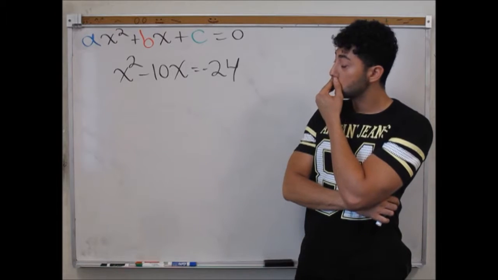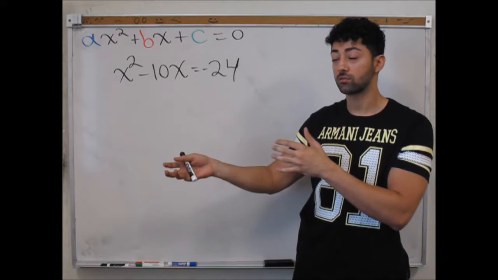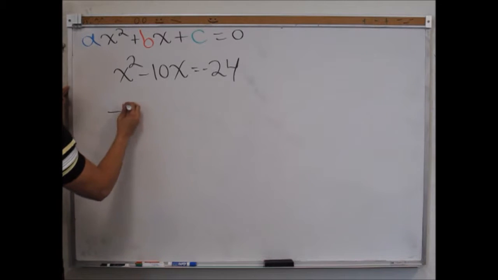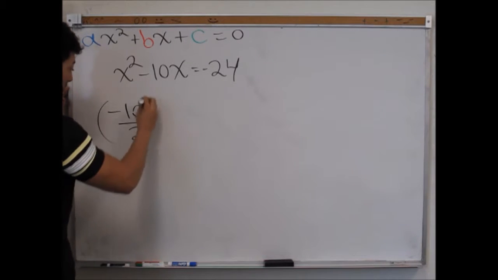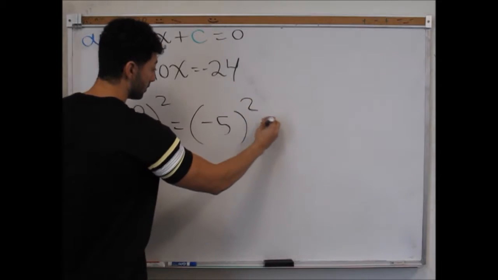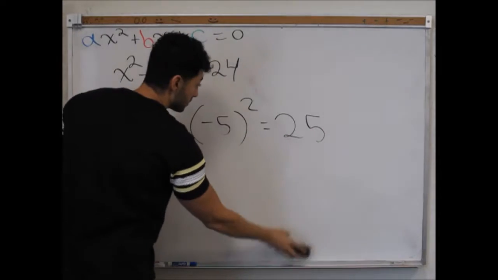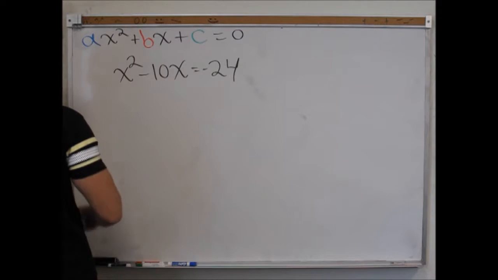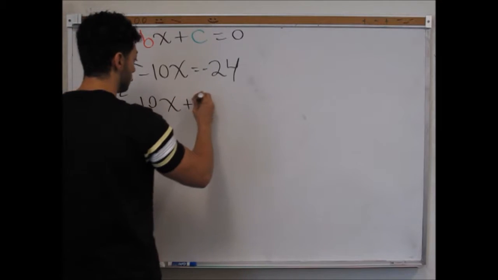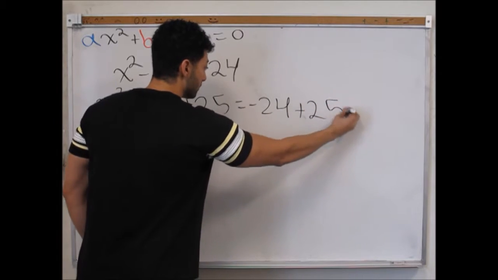Now the third step was to take b, half it, and square it, and add it onto both sides. So our b is -10, so we're going to take -10 divided by 2, and then square it. That's what's going to get added onto both sides, so we get -5 squared, and that's 25. So 25 is going to get added onto both sides. So then we get x squared minus 10x plus 25 equals -24 plus 25.